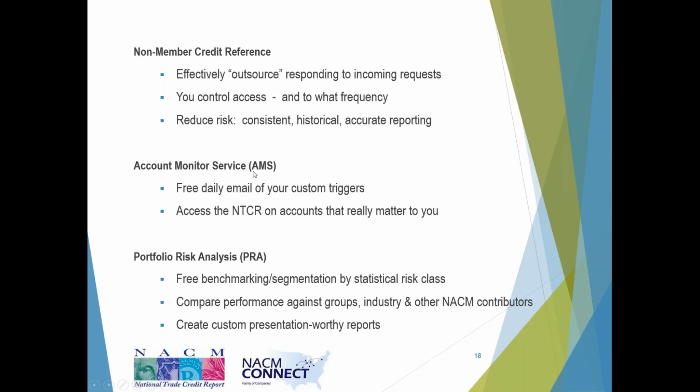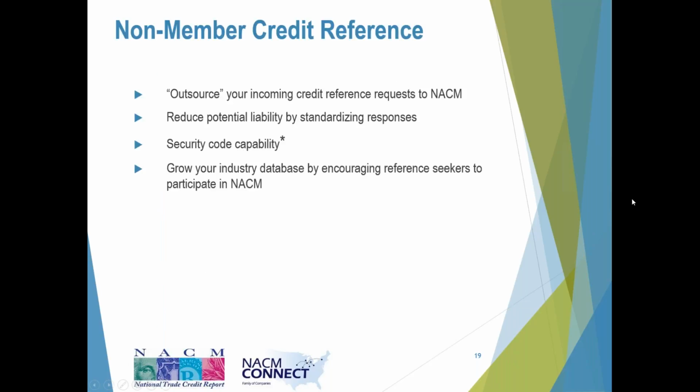Then there's also the account monitoring service, which we'll go into in a little more detail. The account monitoring program is a fantastic system, and it's also free. You can put certain criteria into the system on the reports that you order, and if there are changes, you're notified. For example, if you wanted to know any time a $10,000 balance or more goes to 60 days, you'd receive notification that a change has occurred, or if public record information has changed, you can take a look at that. And then there's the portfolio risk analysis, where you segment your customer base based on risk and identify where the more risk in your portfolio is. We'll go into that in a little more detail.